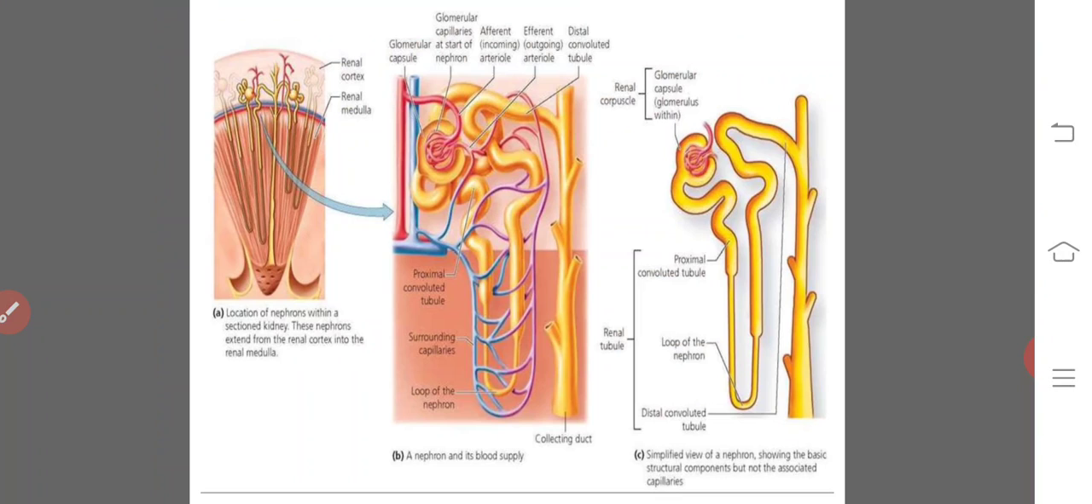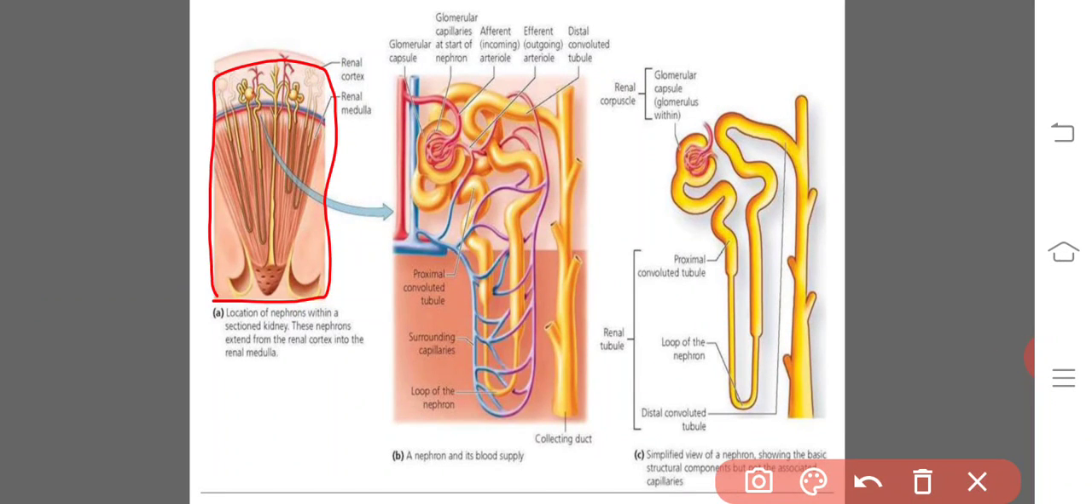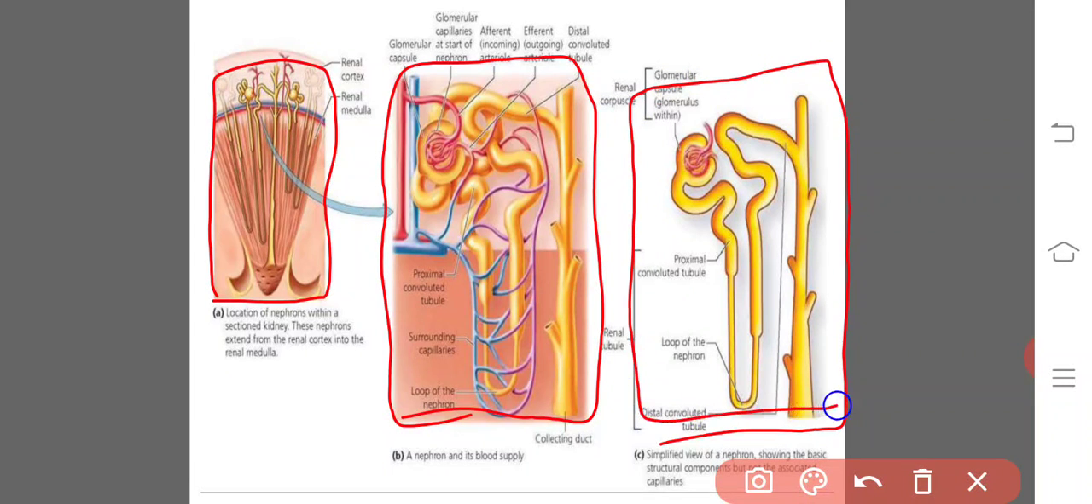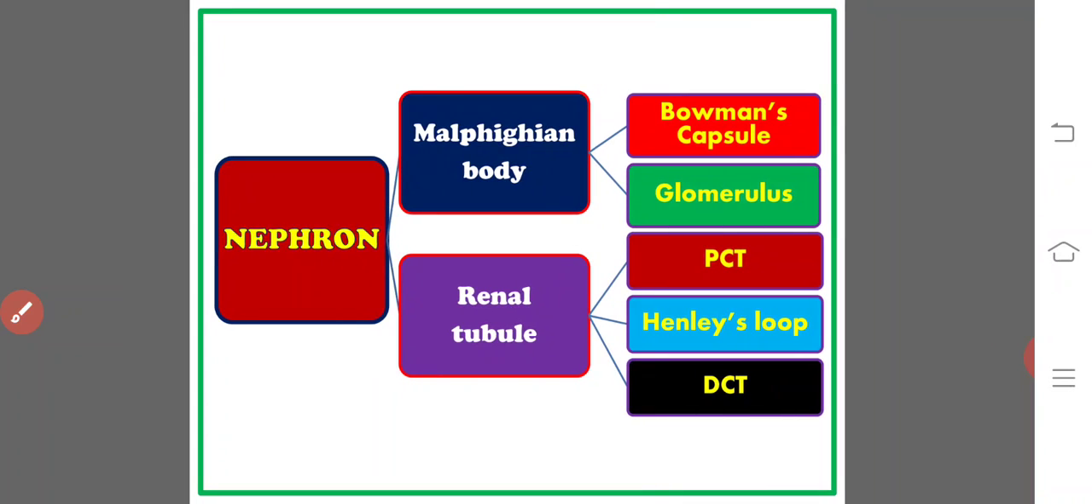See here, if you see the section of the nephron, so this is a small piece from the kidney, and here it is an elaborated structure of the nephrons with the blood capillaries, and here without blood capillaries. So this is the nephron. Okay, let us discuss the structural components of the nephrons.